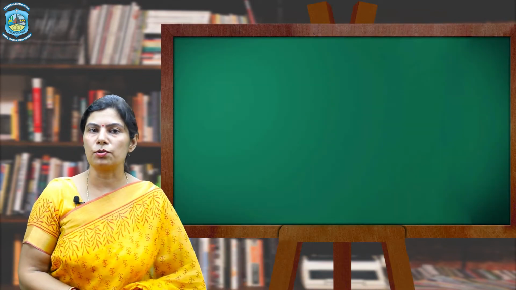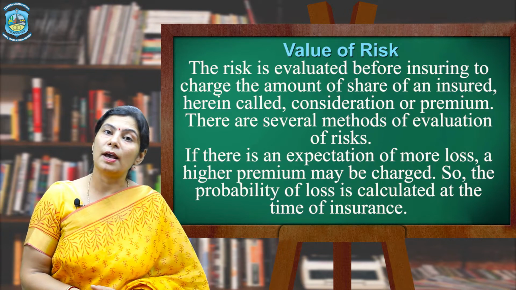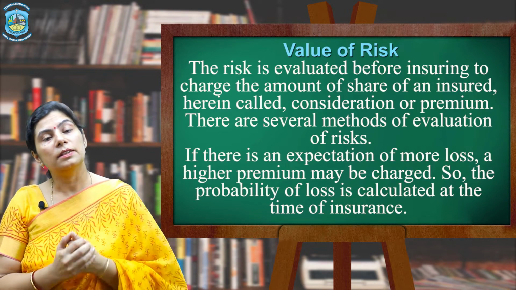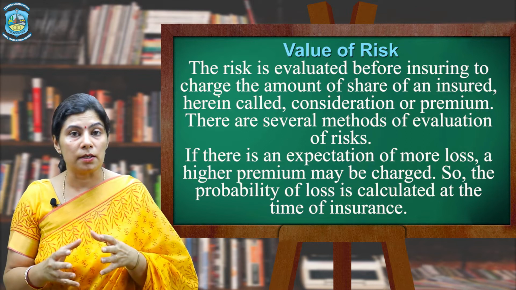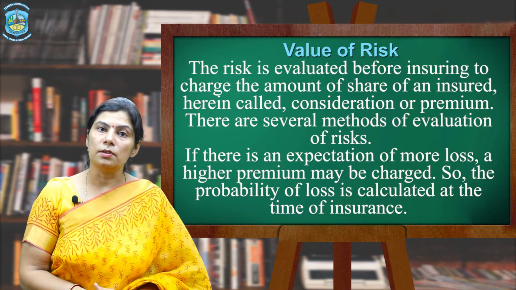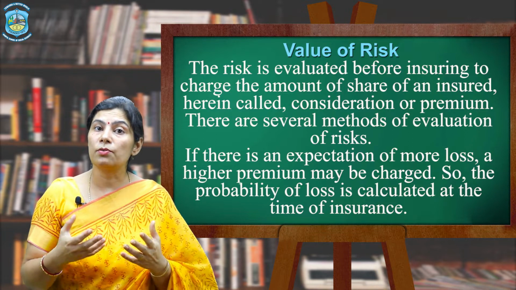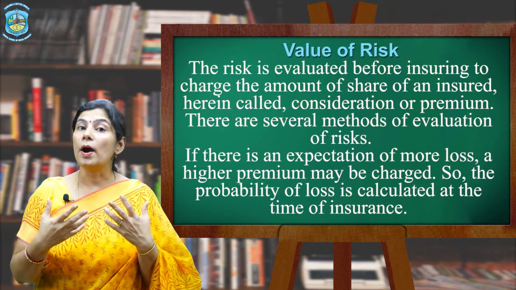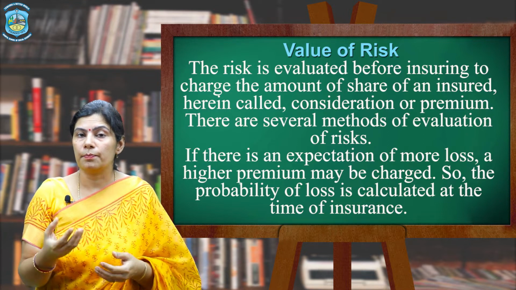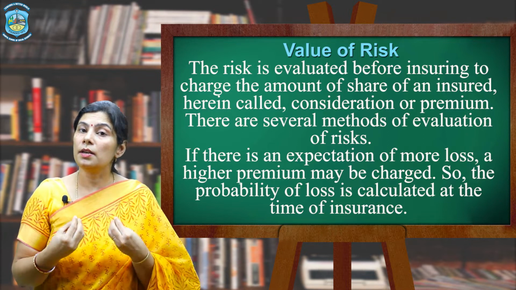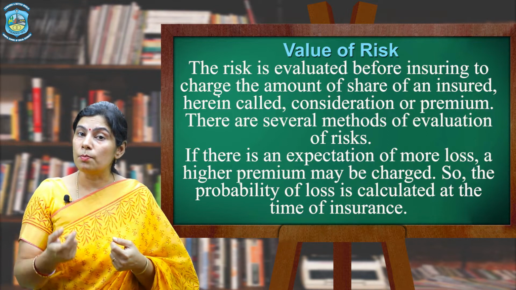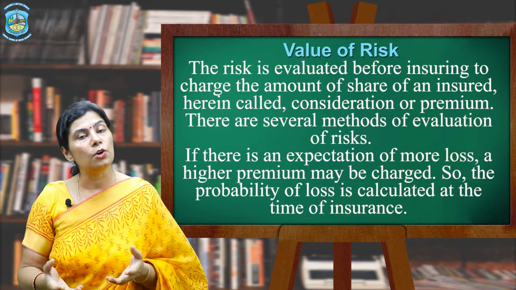The next important feature of an insurance is value of risk. Now, what does this mean? This means that the risk is valuated before any policy is given. The insurer evaluates the risk involved in that policy. Now, why does it evaluate the risk beforehand? It evaluates the risk in advance so that he knows how much amount has to be charged as premium from the insured. The probability of loss is calculated at the time of insurance. This work is done by underwriters in an insurance company.